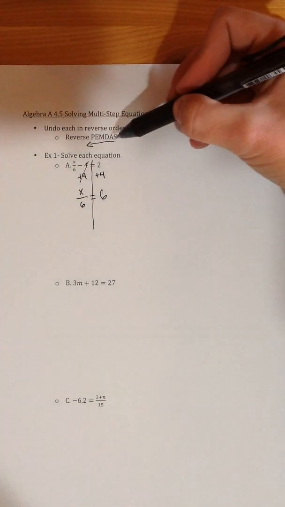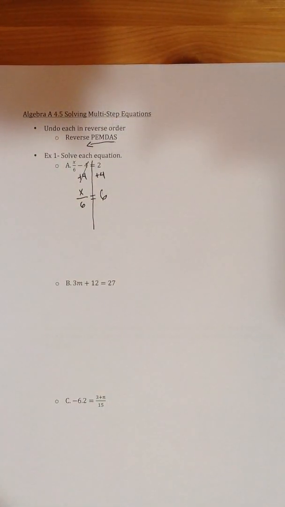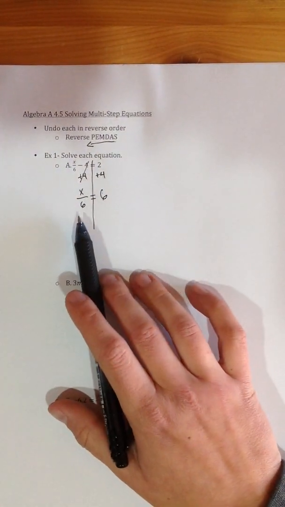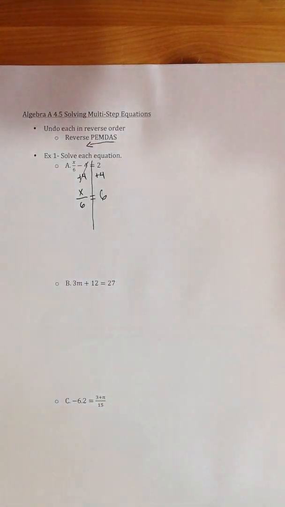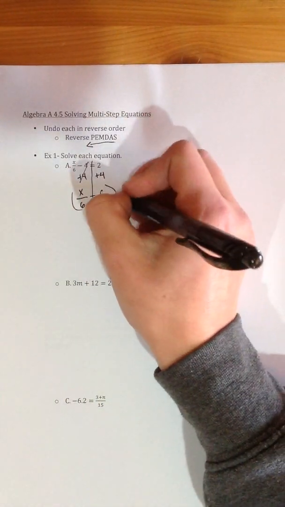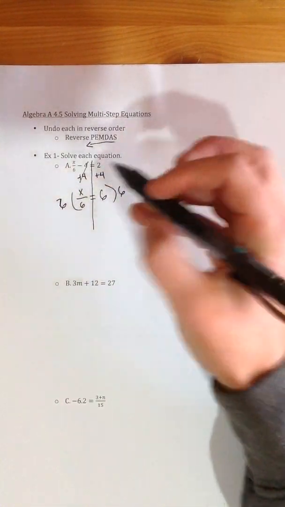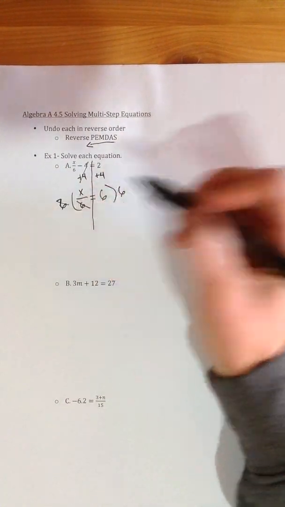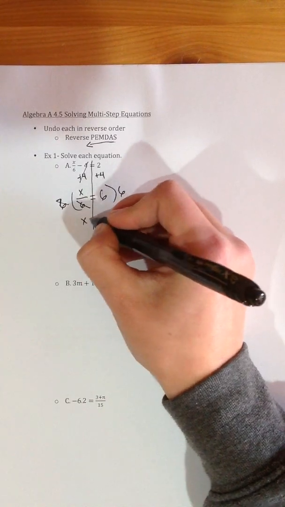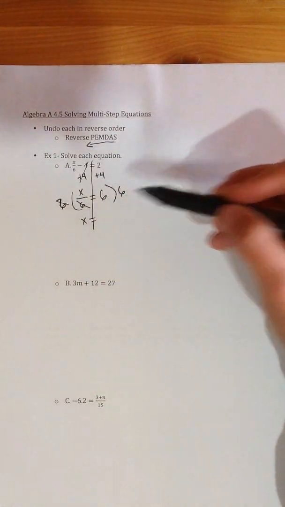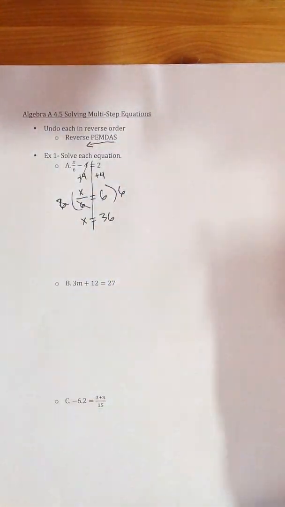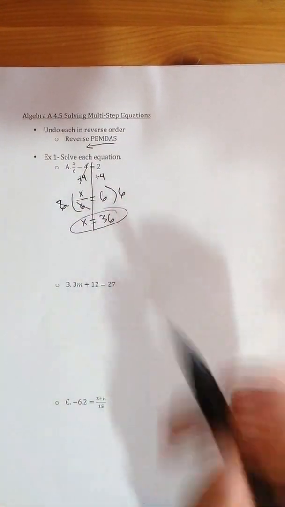Now I took care of all my add subtracts. Now I go to multiply, divide, so I've got a division here. So to get rid of dividing by 6, I need to multiply both sides by 6. Because then those 6's are going to go away, and I'll just have x is equal to, and then if I take 6 times 6, that comes out to be 36 for my answer.